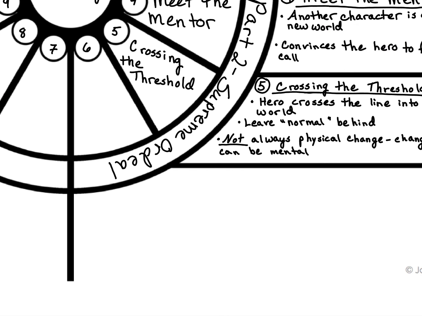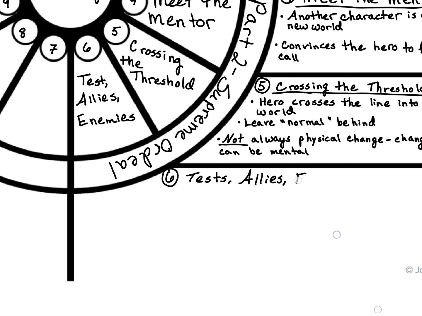Part 6 is pretty fun. This is a long part in most books. It's kind of like we were talking about when we were doing the plot diagram. This was a section where several things can happen all at once. Tests, allies, and enemies. This is part 6.